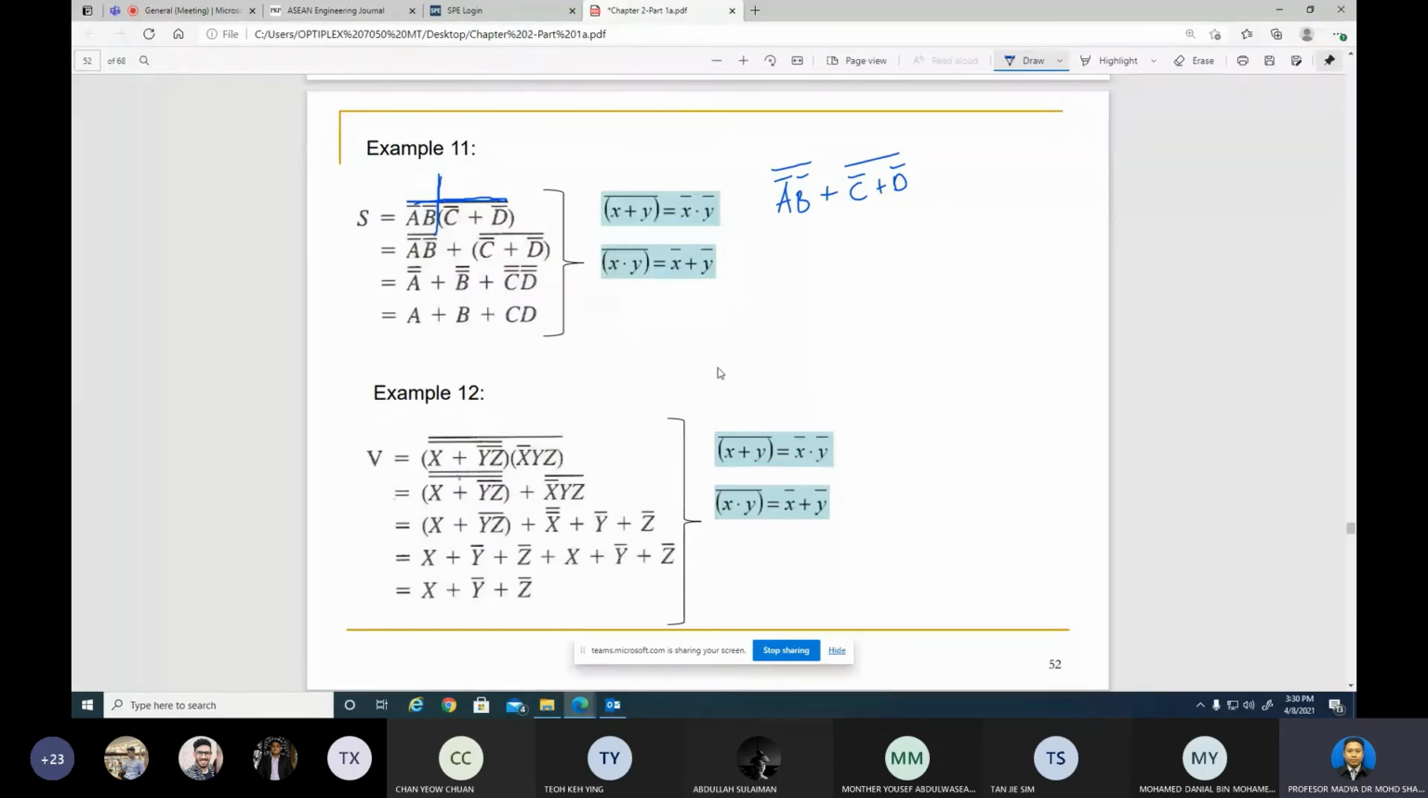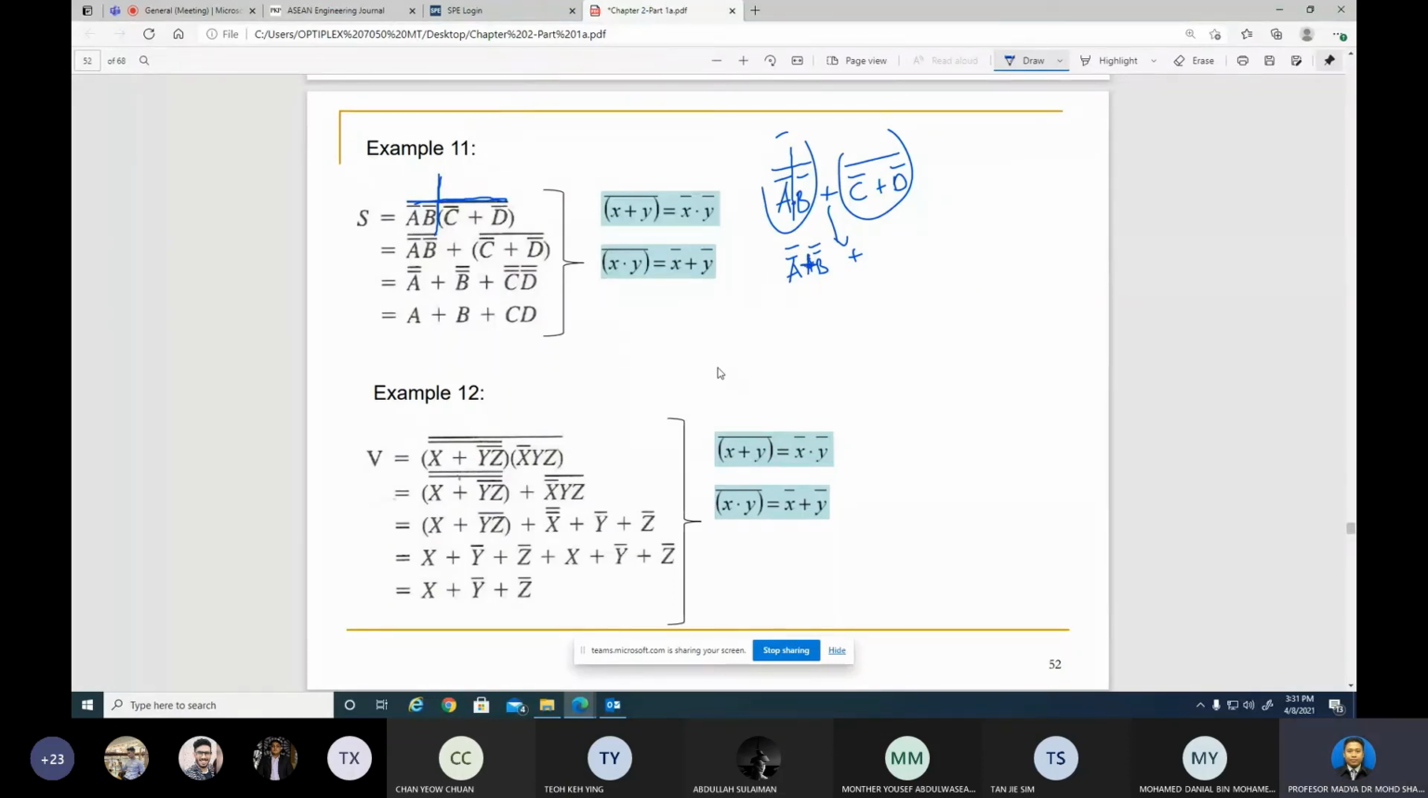So maybe I solve this one first. I will split here: A bar double bar dot B double bar. Then next I will solve this one. This one will be maintained. Sorry, this is plus, because this is multiplication, this is a plus.